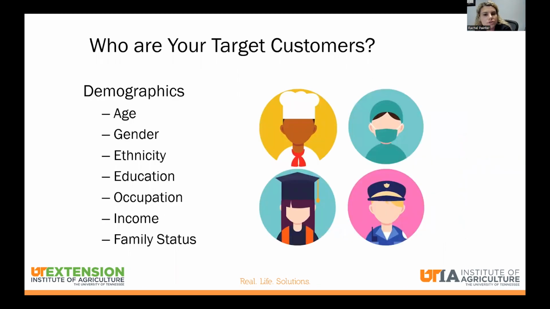So I hope that this has been helpful for you to try to understand who your target customers might be. Again, we want to be thinking about all kinds of different demographics and how that might influence their purchasing decisions. When you look at your target customers, think about who they are. What is their age, gender, ethnicity, education, occupation, income, and family status? If we can start answering those questions and then continue to drill down from there, then we can really build these target customer profiles and focus our promotional efforts on those that we can be most effective with.